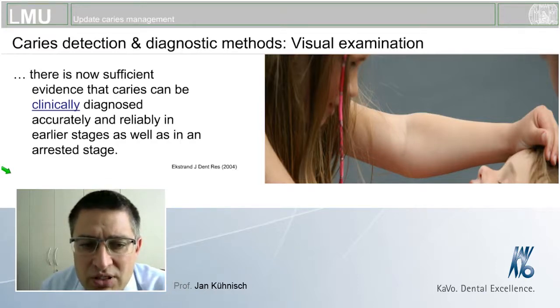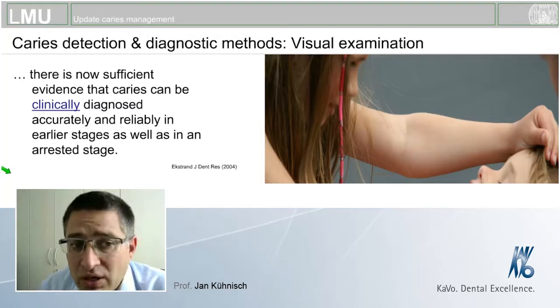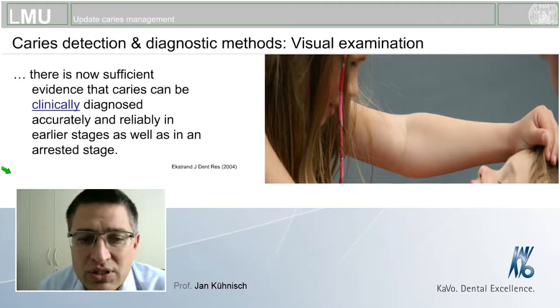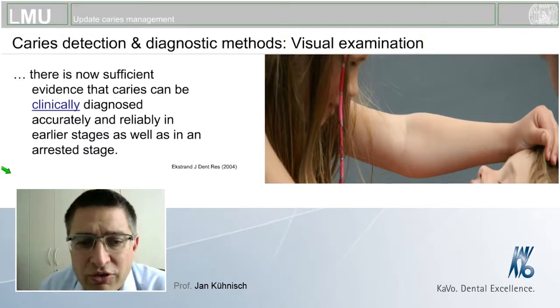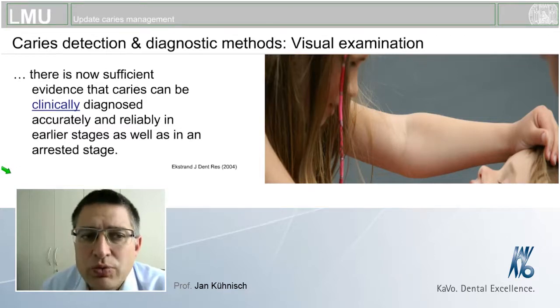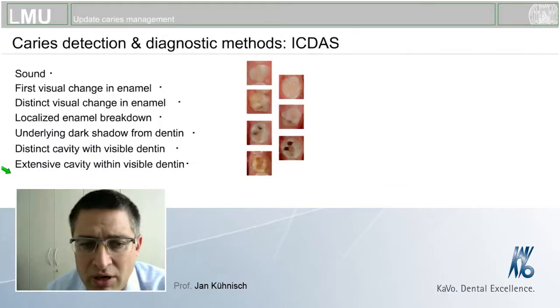And for that reason, Kim Ekstrand stated some years ago that there is now sufficient evidence that caries can be diagnosed clinically accurately and reliably. Furthermore, at earlier stages, it means that we can see non-cavitated caries lesions and are able to detect them. Of course, there are some requirements which have to be fulfilled, but the important message is, for us as dentists, we are able to do that in many, many cases. But on the other side, we should be aware of the hidden places of caries, and we should try to enlighten this. But basically, visual examination is an excellent option to do day by day in our patients.